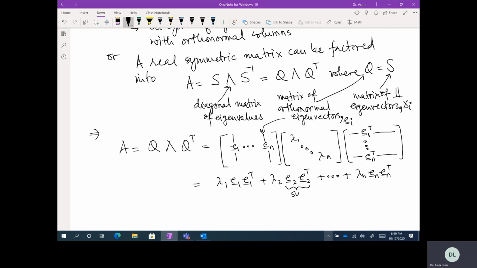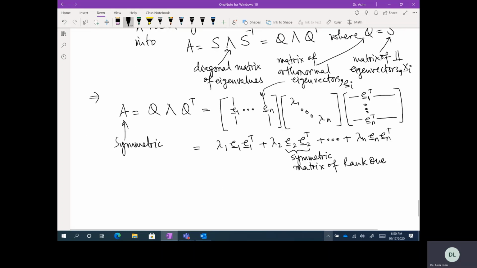And what are these? These are symmetric matrices of rank 1, because this is a column times a row of rank 1, and this A is, by the way, symmetric. Okay, and this theorem is called the spectral decomposition. This is called the spectral decomposition of a matrix.